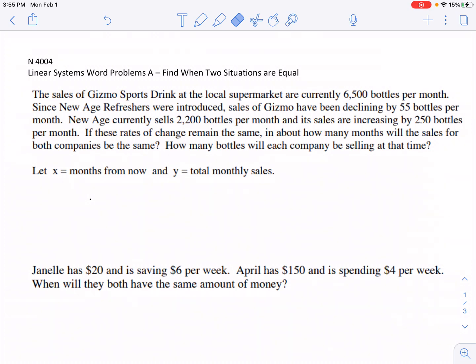All right, so we're going to be looking at a linear system of word problems, okay? And previously we looked at being able to solve a system of linear equations by elimination, substitution, and graphing. And really those are just tools to help us to be able to solve these application questions, okay?